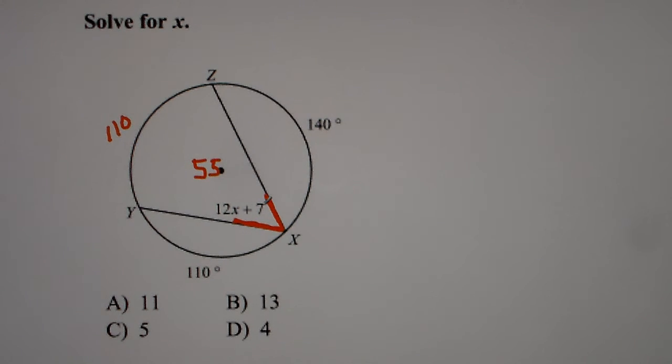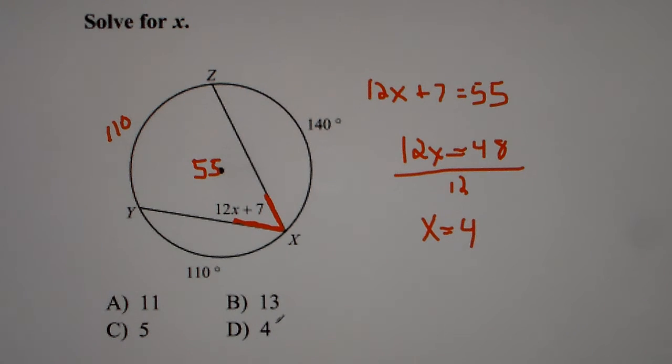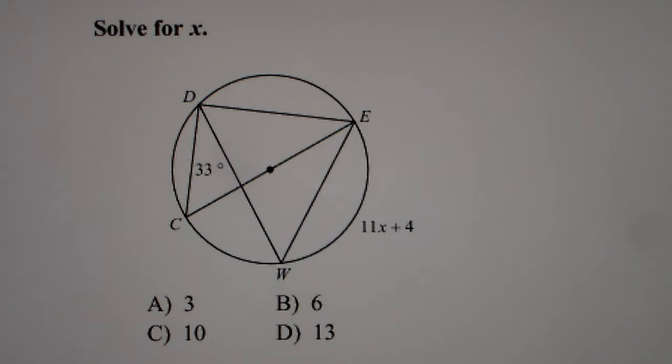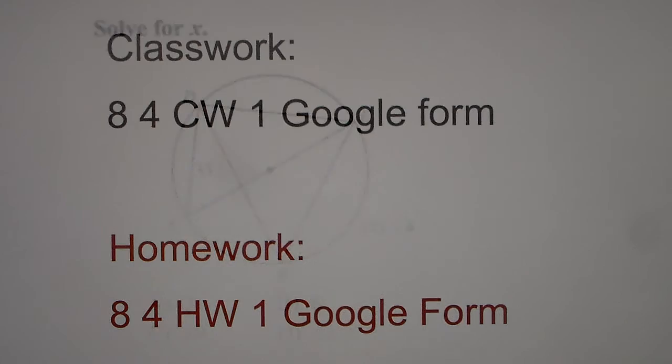So that means 12x plus 7 is equal to 55. You then do your inverse operations. Subtract 7 from both sides. We get 12x equals 48. Divide by 12. And we get x equals 4. There's another problem you could practice with. And here's your classwork and your homework.